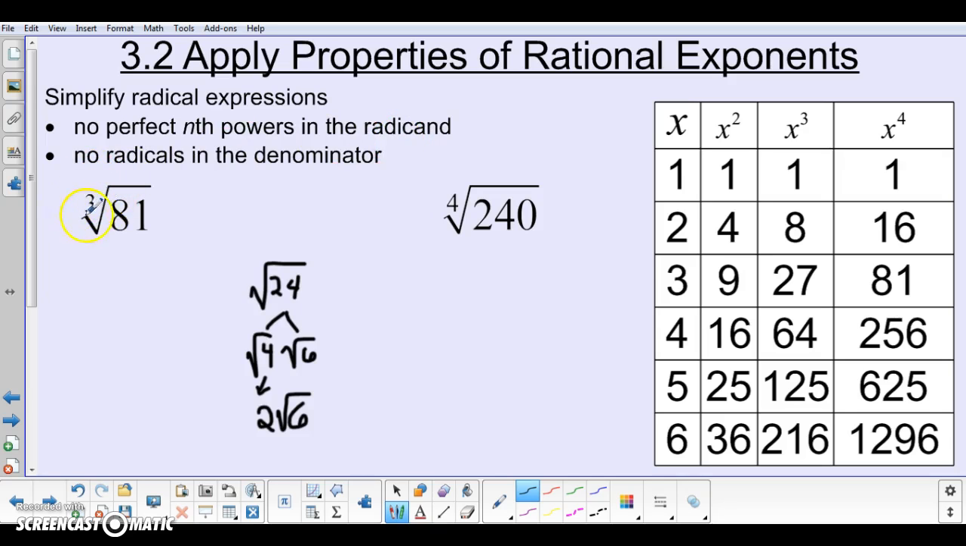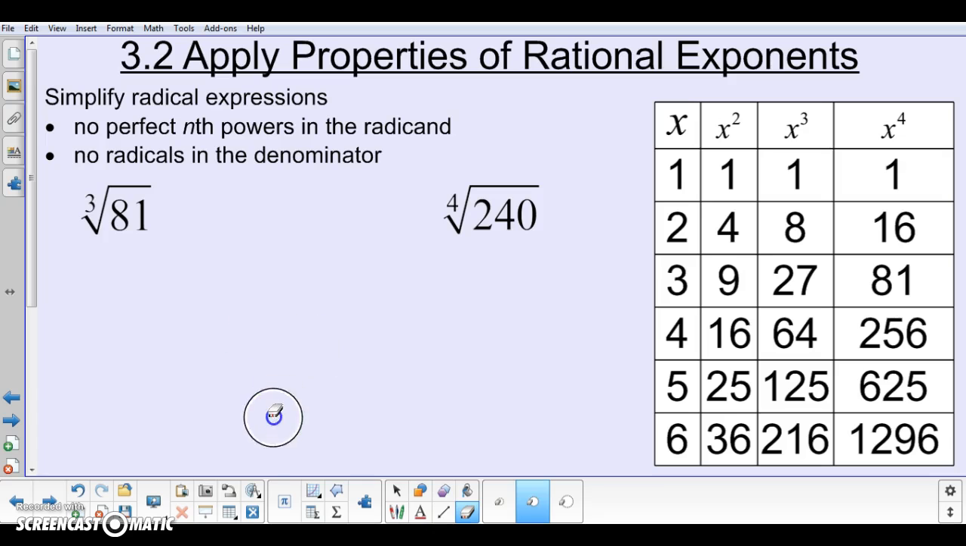So if it's a cube root, no perfect cubes. If it's a fourth root, no perfect fourth powers in the radicand. And no radicals in the denominator. We'll run into those in a little bit. So there are a couple of ways that you can go about doing this, and I'll show multiple ways, so you pick whichever one works best for you.